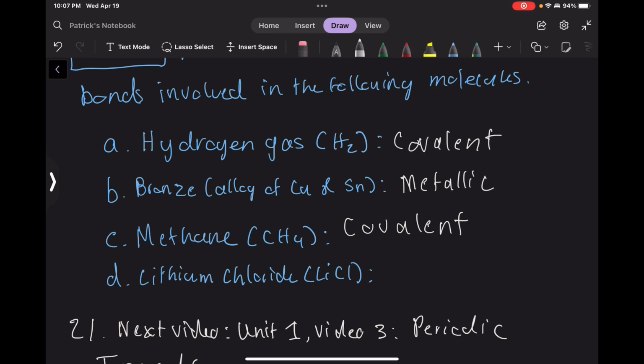Final question. What type of bond is involved in lithium chloride, or LiCl? Lithium is a metal found in group 1, and chlorine, which has the element symbol Cl, is a nonmetal found in group 17. A metal and a nonmetal bonding together creates an ionic bond.